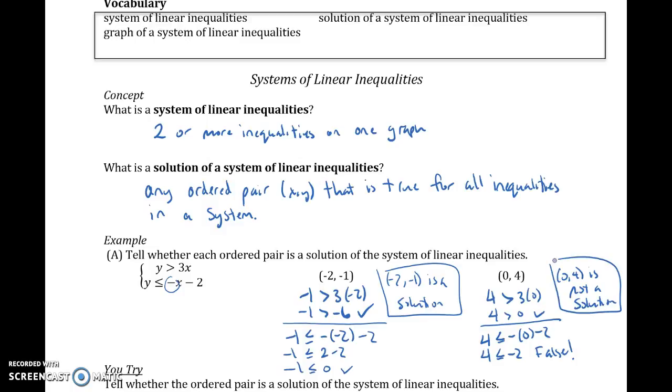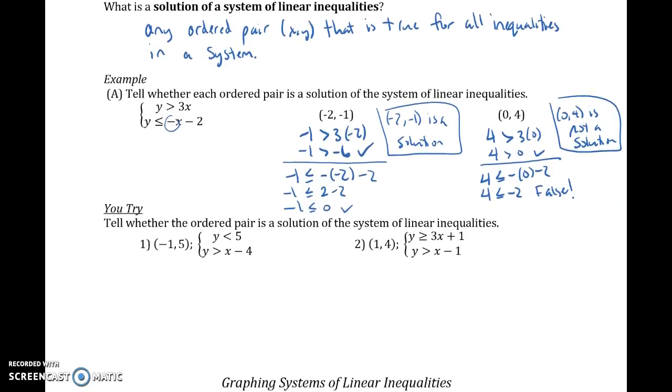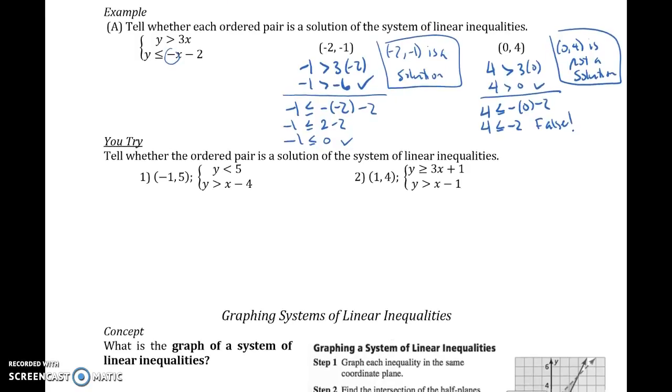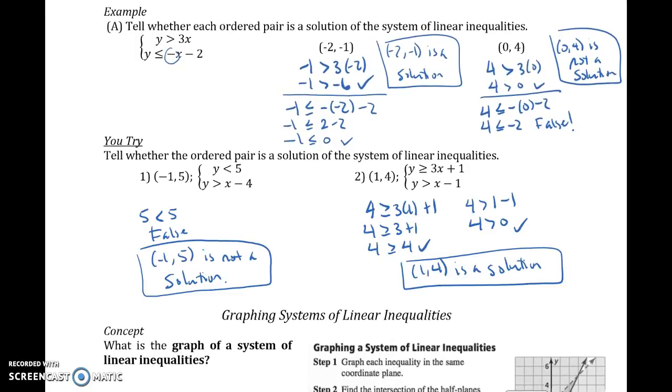Okay, so pretty straightforward, right? The same type of thing we've been looking at for checking this entire chapter. So go ahead and try 1 and 2 and tell me if they end up being a solution. All right, so hopefully you saw for number 1, when you plugged in 5 for y for that top inequality, it already doesn't work. So we can stop right there and say it's not a solution. But with 2, since the first inequality worked, we want to check the second one. They both checked out, so 1, 4 should be a solution.